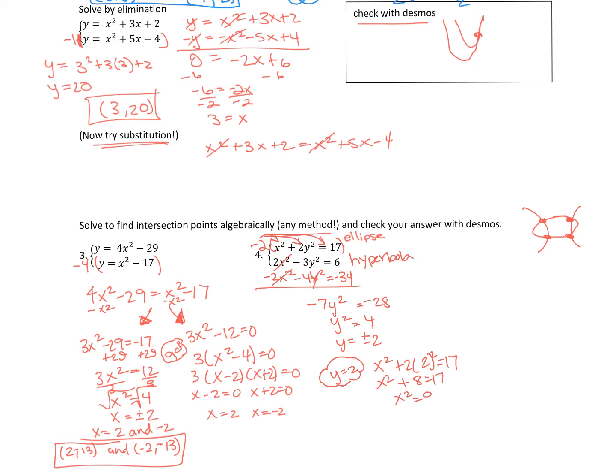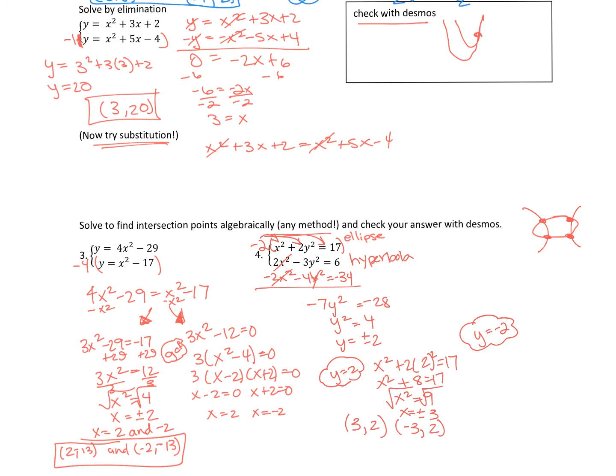X squared equals 9. Let's take the square root of both sides, and I get x equals plus or minus 3. So that gives me 2 coordinates. That gives me positive 3 for my x and 2 for my y. It also gives me negative 3 for my x, along with that 2 for my y. So let's look at y equals negative 2.